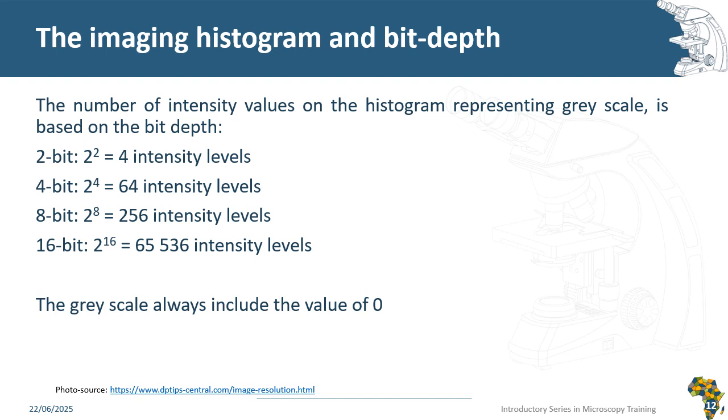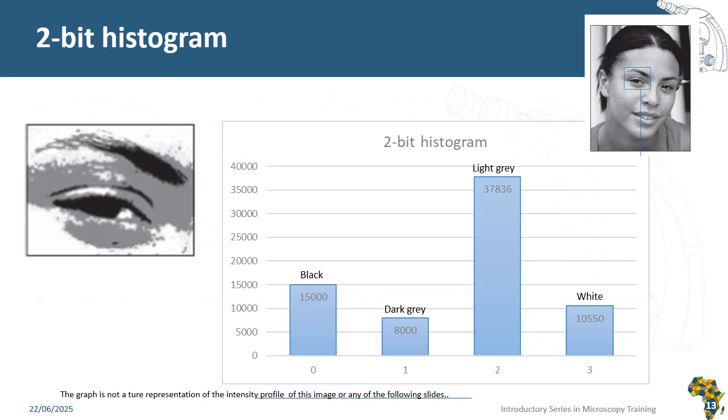The bit depth is the number that defines the number of grayscale levels you can have in your image. So for example, if you have 2 bit, the number of grayscale levels you can get is 4. Then you have 16 for 4 bit, and with 8 bit, for example, you can have 256 intensity levels. And just consider the grayscale always includes 0. So for example, for 8-bit images, your intensity scale will go from 0 to 255.